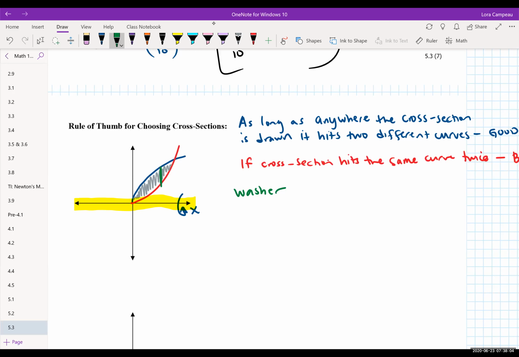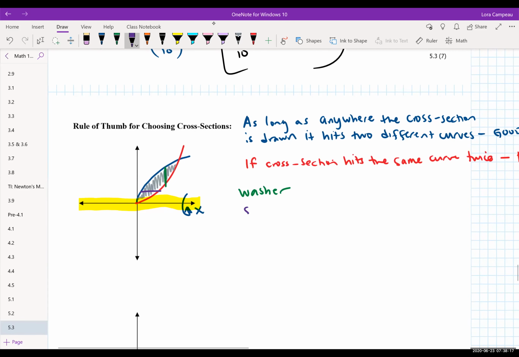Can we do parallel? That's the next question. Let's see. If you draw it parallel, no matter where you draw your cross sections, do you hit two different curves? Yes, you can. So that also justifies that you could use the shell.